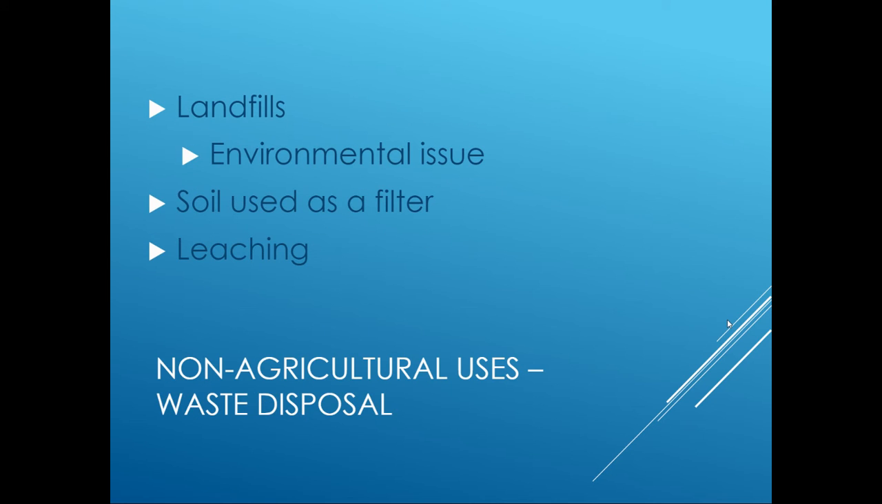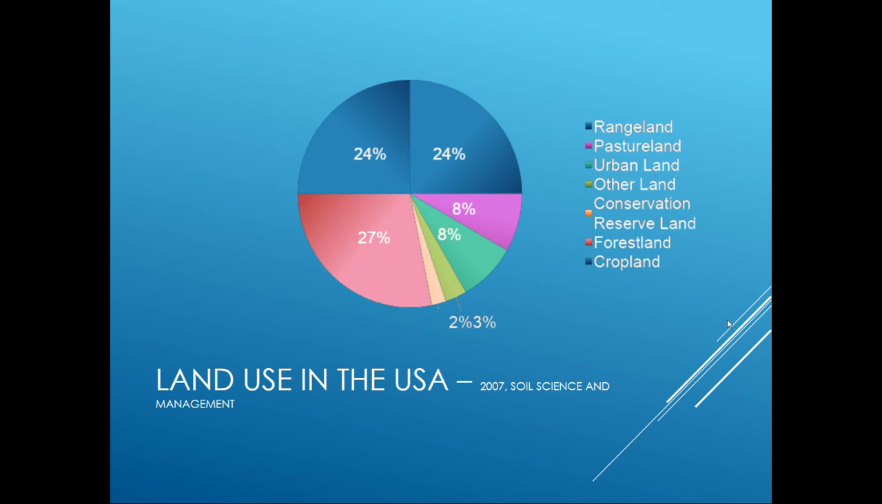Waste disposal. Landfills can be an environmental issue. You get leaching. Soils can be used as a filter for waste or sewage, and leaching will allow substances to end up in an area that they don't belong, which will lead to pollution. All right, so this is a 2007 graph of the land use in the United States. You see that there's a lot of forest land used, and there's a lot of rangeland, and a lot of cropland.